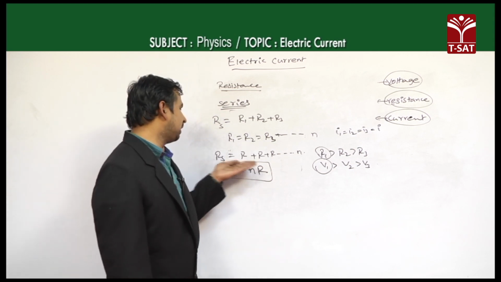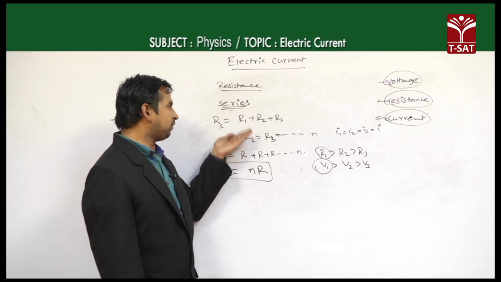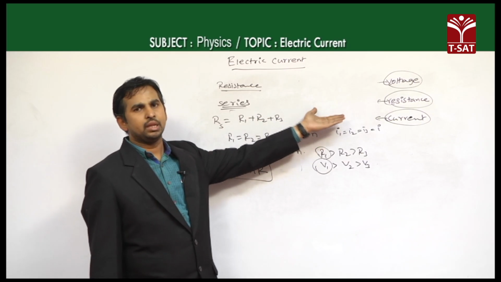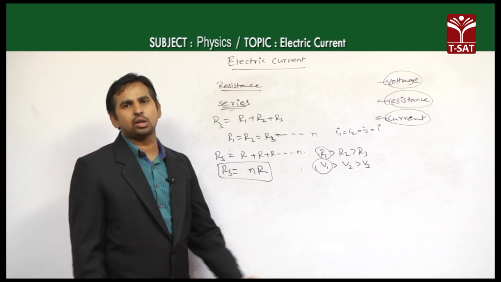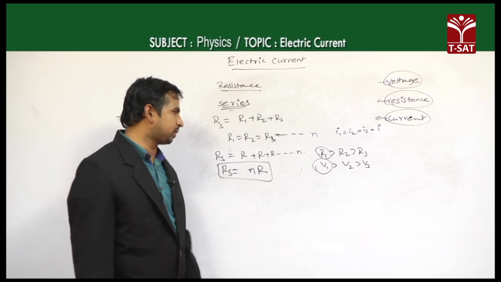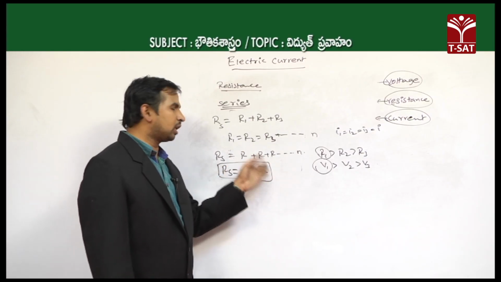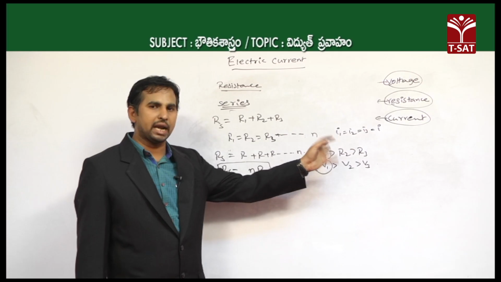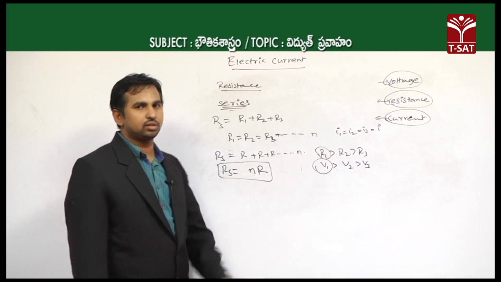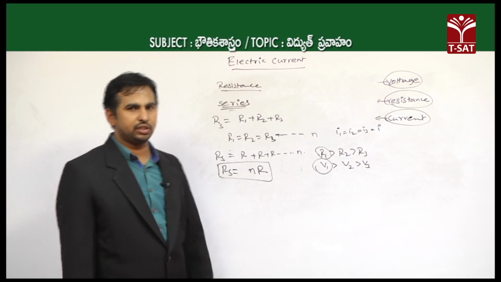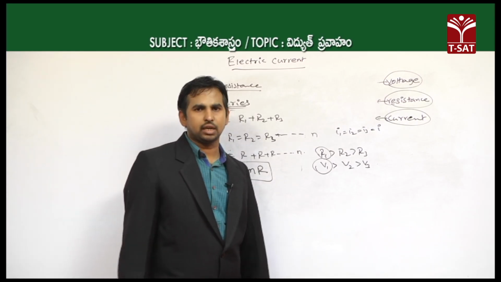So, that is why the final value RS is equal to R1 plus R2 plus R3. In a special case, if all have the same amount of resistance, R and R, then we get RS as R plus R, n number of times, so RS is equal to nR. Like this, we can use it in the case of series connection for the different questions they ask.